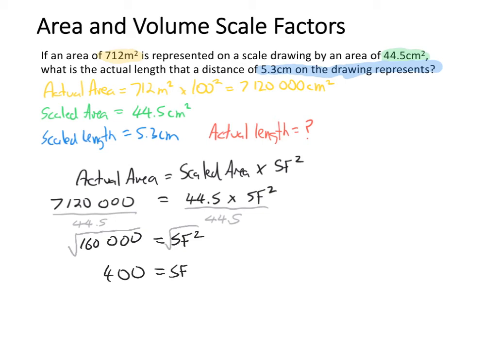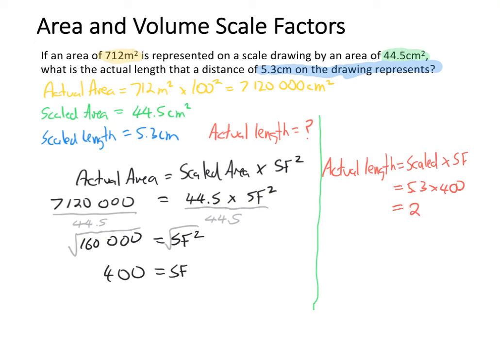I can proceed to calculate the actual length based on the scaled length of 5.3. So my actual length is going to equal my scaled length times by the scale factor, and that is going to equal 5.3 times 400, which is equal to 2,120 centimeters, which I can convert into meters by dividing by 100. So my actual length is equal to 21.2 meters.